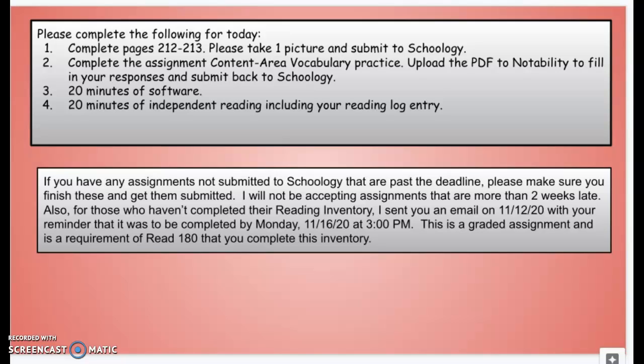Also, for those of you who haven't completed your reading inventory, I sent you an email on November 12th with your reminder and the link information that it was to be completed by Monday, today, which is November 16th at 3:00 p.m. This is a graded assignment and is a requirement of Read 180 that you complete this inventory.